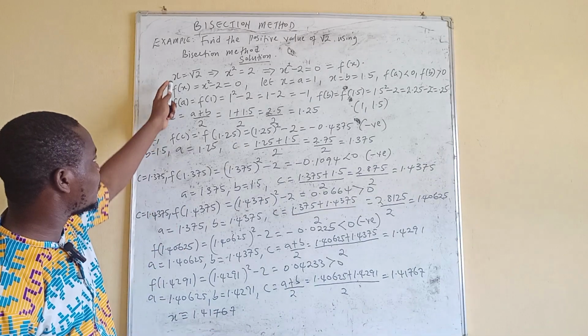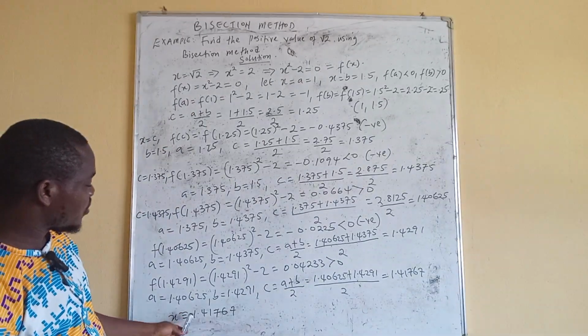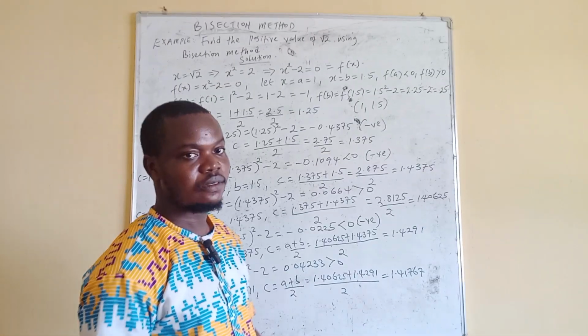Recall that x was the square root of 2. So the square root of 2 is approximately 1.41765 based on the bisection method.